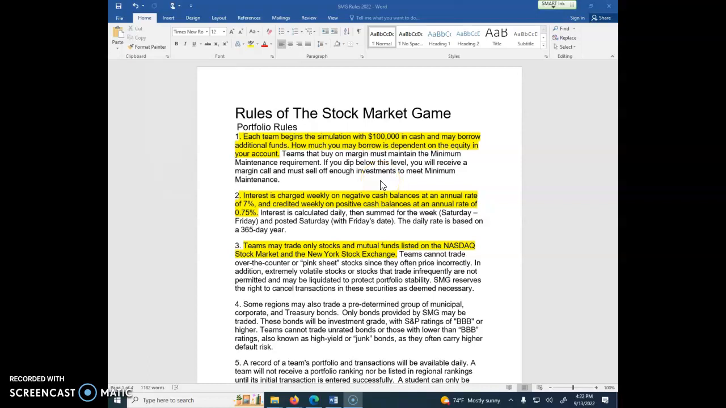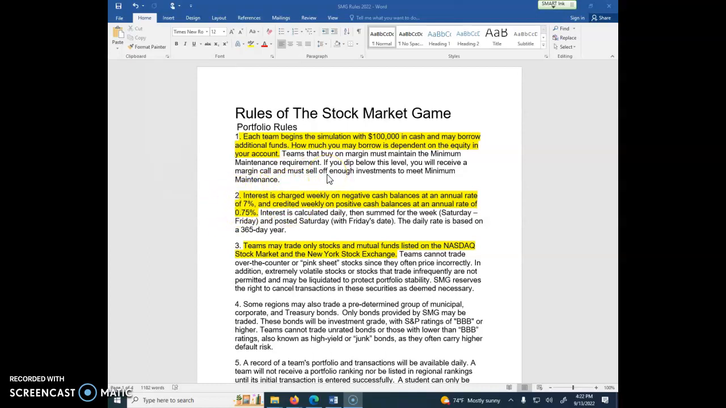Now, if you have a cash balance, and all of you start off with a cash balance in your portfolios, you will receive interest. However, you can also borrow money, and if you borrow money in the stock market game, you will be charged interest. You can borrow up to 50% of the value of your portfolio. However, don't do that unless you're sure that you're going to make money on the stock that you're buying with this borrowed money. Interest is charged on that at a rate of 7% per year.